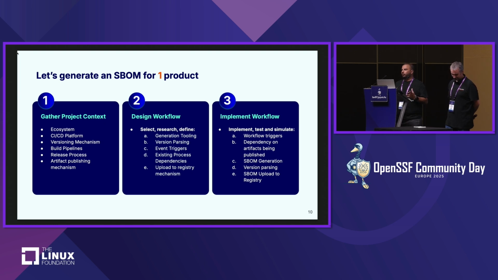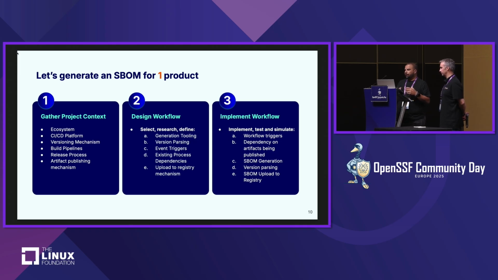Well, let's say that we want to generate an SBOM for one product. So first we need to understand the product, right? What is the ecosystem language that they are using, how they do the versioning, and based on that information, we can design the workflow to generate the SBOM. So we can understand what kind of tooling we can use and how we parse the versions that this specific product is using. Then we can upload it to a registry.